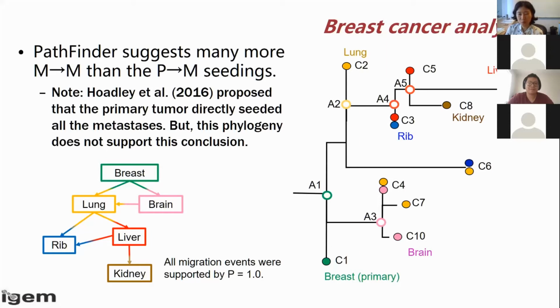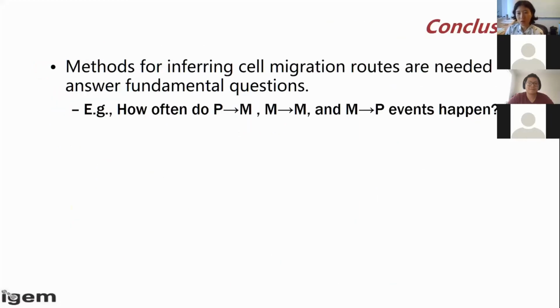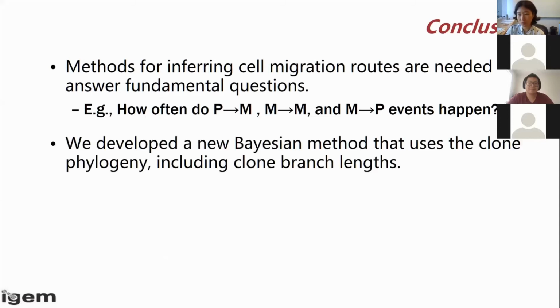However, this proposal was not supported by the clone phylogeny. Therefore, Pathfinder can produce more reliable inference on actual empirical data analysis. In conclusion, methods to infer migration events are very important to answer fundamental questions, for example, how often primary to metastatic tumor migration events happen.